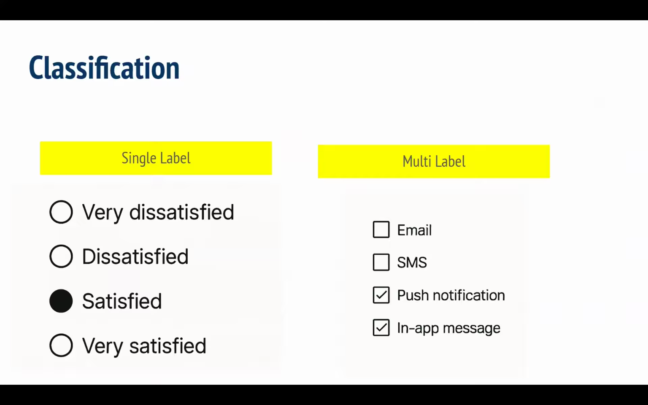Multi-label means that more than one category can apply to the data point. For example, I want to market a certain product. What are the best channels to market this particular item? Is it through email? Is it through SMS? Is it through push notification, or is it both? For some products, maybe I better send an SMS. For some products, I better send a push notification or an in-app message.